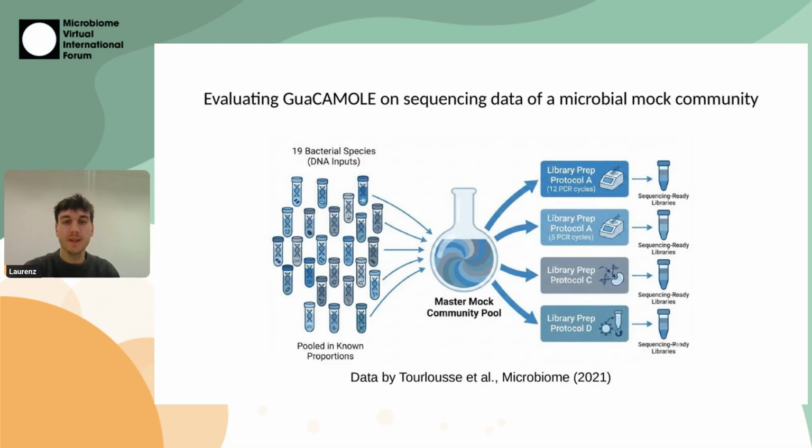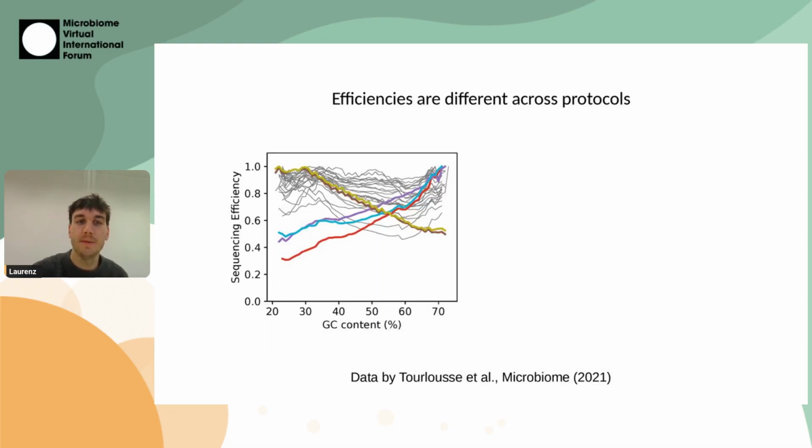So now analyzing these sequencing reads with GuaCAMOLE, first of all, we are looking at the efficiencies of the different sequencing runs and libraries, and we can see that not only quantitatively but also qualitatively, the efficiencies are very different depending on the various library preparation protocols that you use. It seems that some protocols favor a low GC content, some favor a high GC content, and so on.